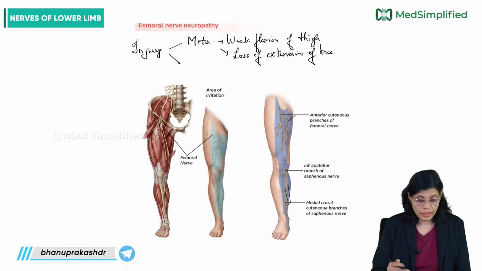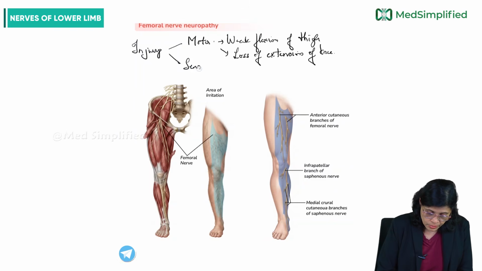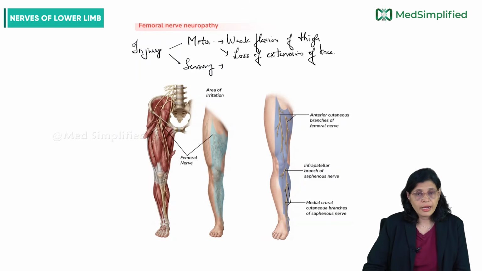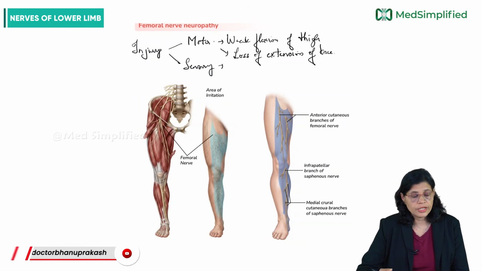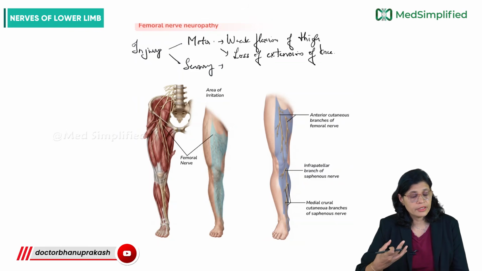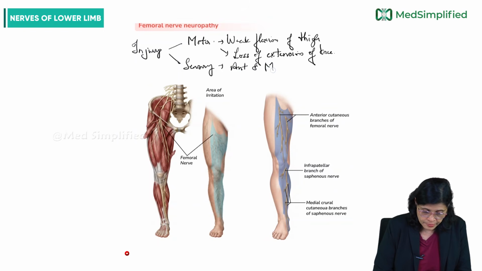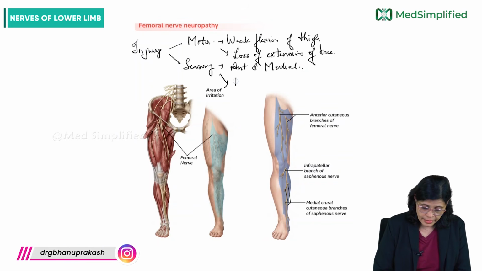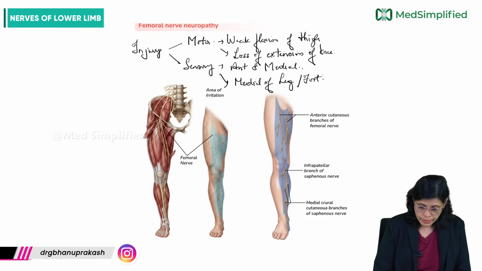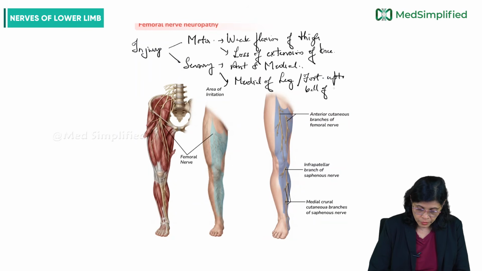So this is the motor loss, whereas the sensory loss will be along the anterior, that is because the anterior division will be giving the intermediate cutaneous nerve and the medial cutaneous nerve of thigh. So sensory loss will be along the anterior and medial aspect of the thigh, as well as the medial aspect of leg and foot, up to ball of great toe.